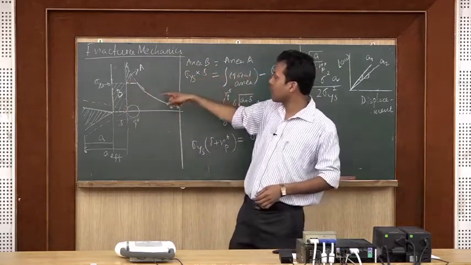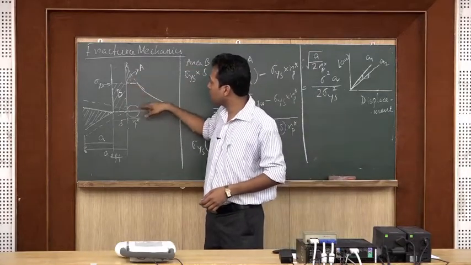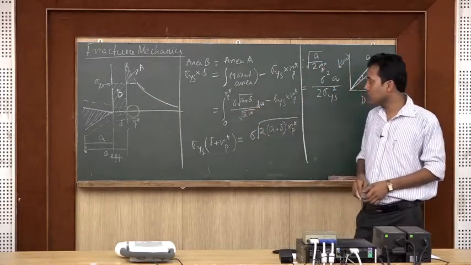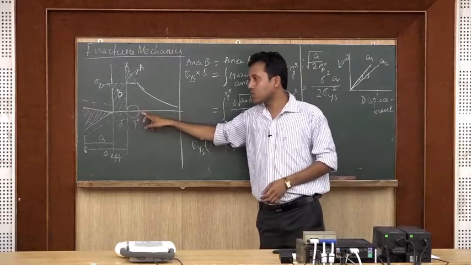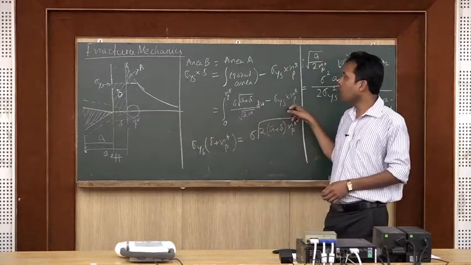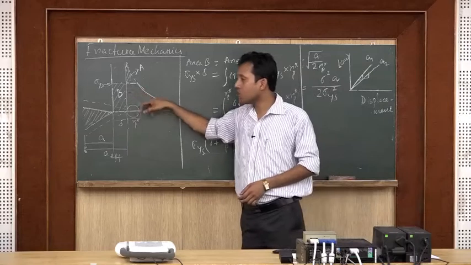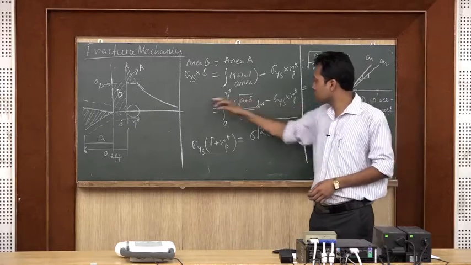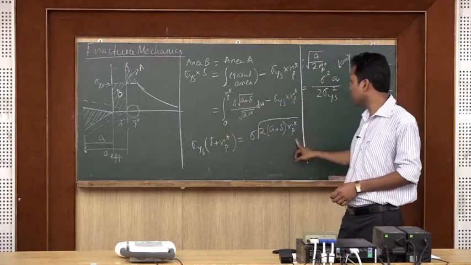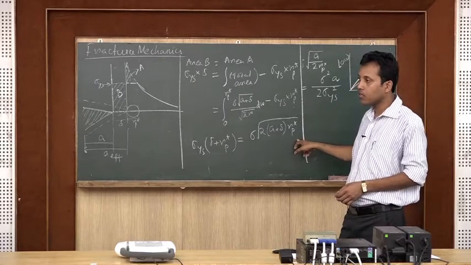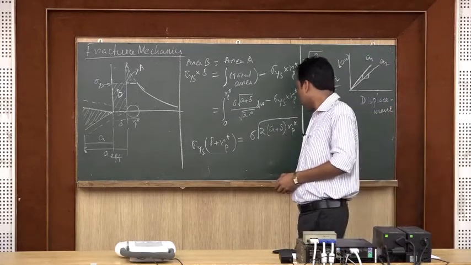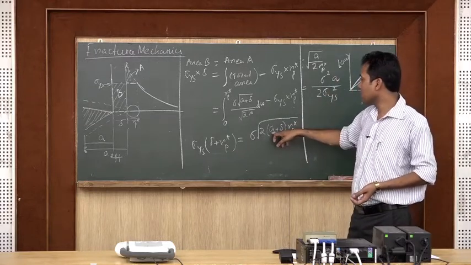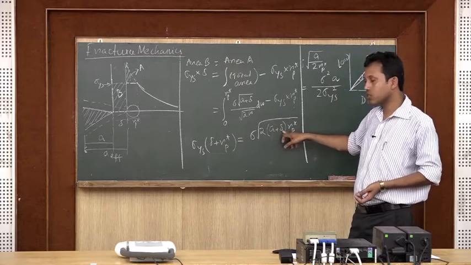Now, area A is the area under the entire curve minus the area of this part. The area under the entire curve is the integration of that particular curve equation from 0 to rp star, and after that I have to subtract the region which is not in area A. So that is put here, and after rearranging and integrating, you will get this type of equation. Here again we are making one assumption: delta, compared to the crack length, we are neglecting.